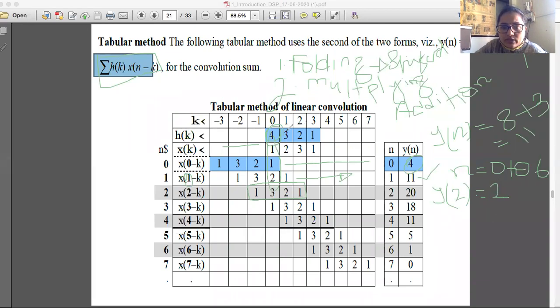Then this 2 gets multiplied by 3, so the second value will be 6. Plus, what will be my third value? The third value will be 3 multiplied by 4. So 4 3s are 12. So the third value is equal to 12. If I am calculating here, 6 plus 2 is 8, 8 plus 12 is 20. So the next value at n equal to 2 will be 20. And accordingly, I can find the 0 to 6 values.